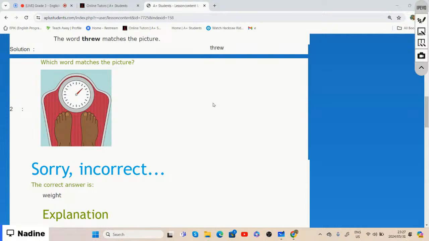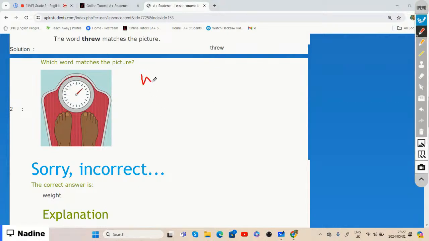Yes, so they are measuring her weight by getting on a scale. So that is weight, and this is how we write the word weight. This is where you measure your weight, like how heavy or how light you are, like your body size. Another word that sounds the same as this word is wait.